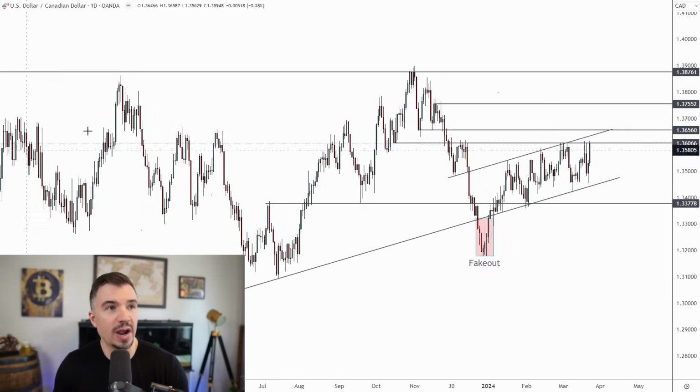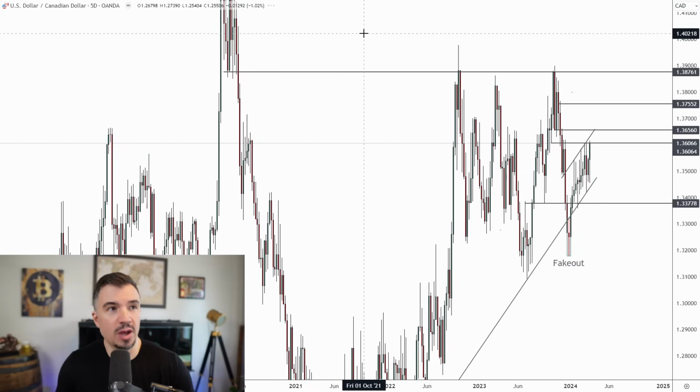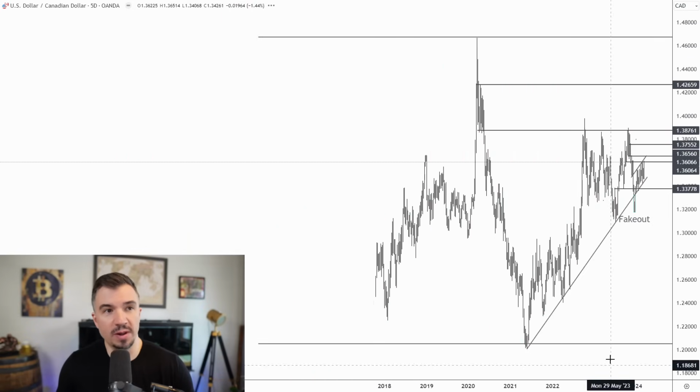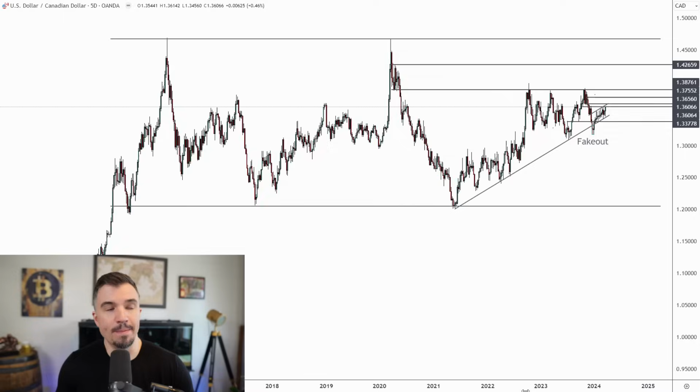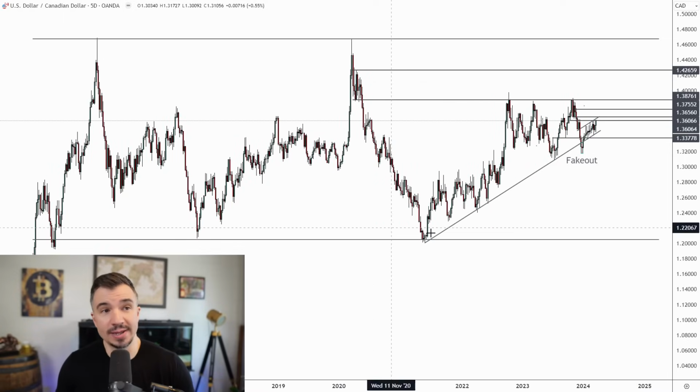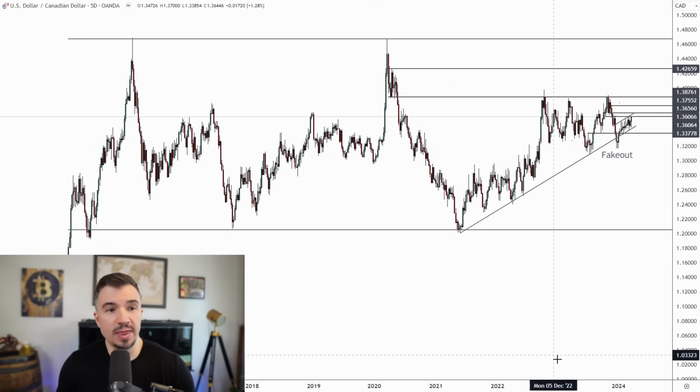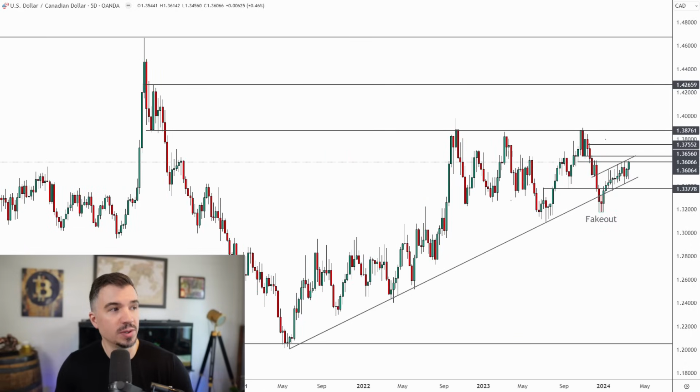All right, so looking here at the dollar CAD, we have the market coming off of this fake out to start the year. We talked about this a lot back here, where you can see this trend line. If we go to something like the 5-day and move out here, you can see that the dollar CAD has moved within a massive range for the past almost decade. And this trend line down here off of these lows, you can see where we did get a confirmed fake out to start the year.